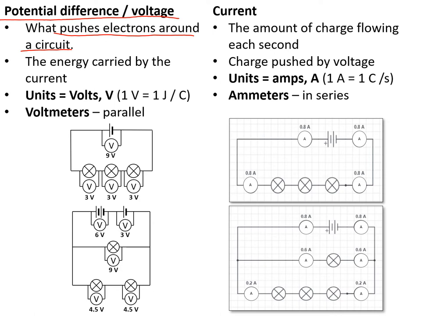Now, voltage also represents the energy carried by the current. And if we look at its units, the units are volts. And note here, 1 volt equals 1 joule per coulomb of charge. So coulomb is the amount of electricity that's flowed. And so the voltage of the current is directly related to the amount of energy carried by each coulomb of charge. So if the voltage was 20 volts, each coulomb of charge would transfer 20 joules of energy, and so on. And you measure voltage with voltmeters, and they are connected in parallel.